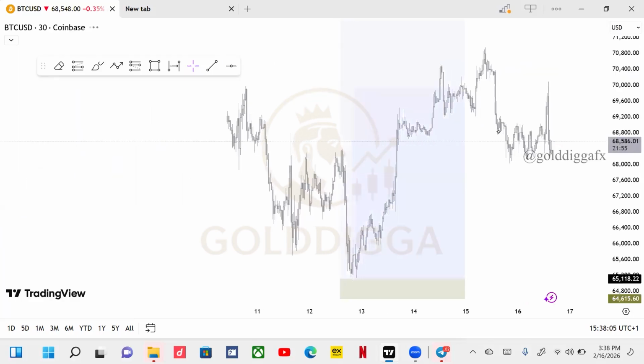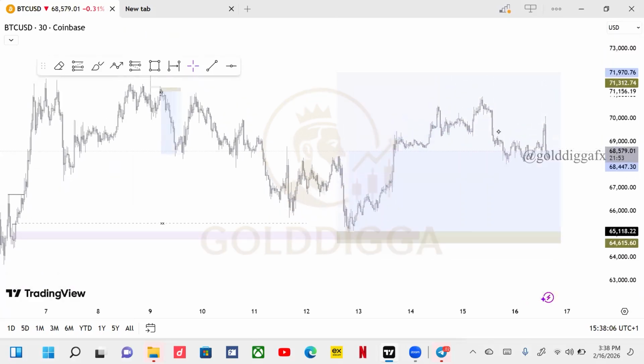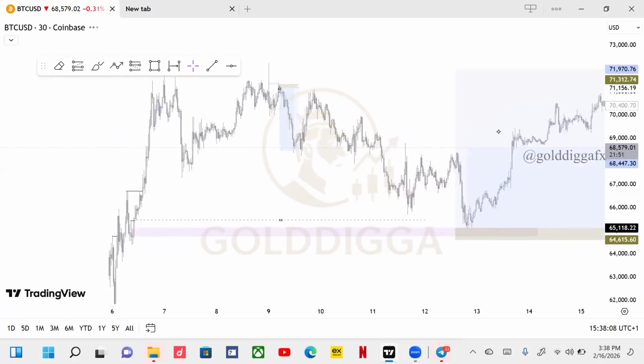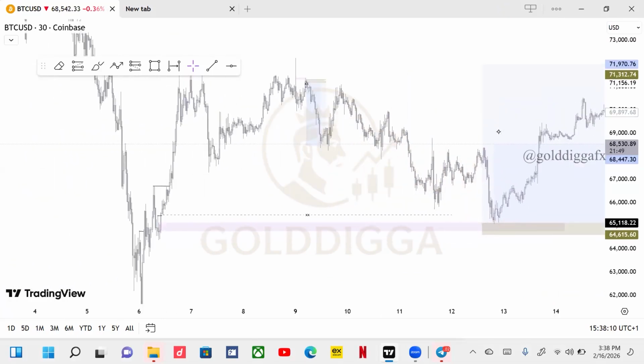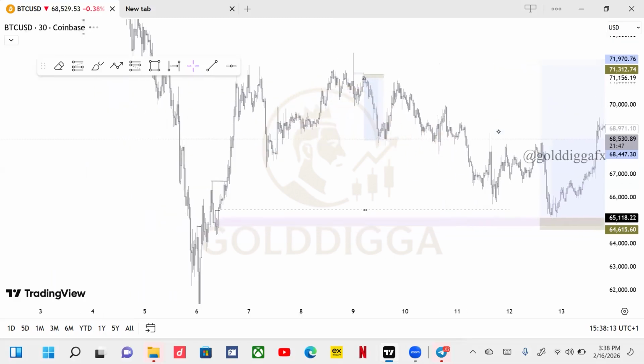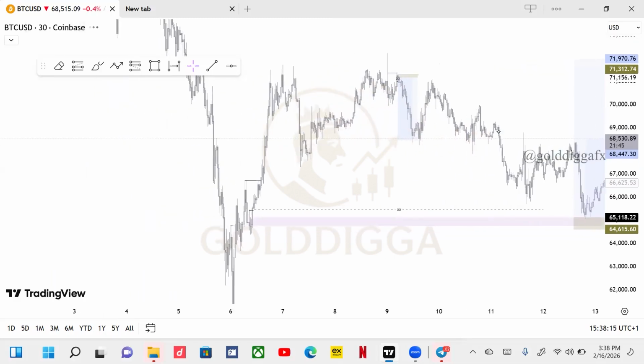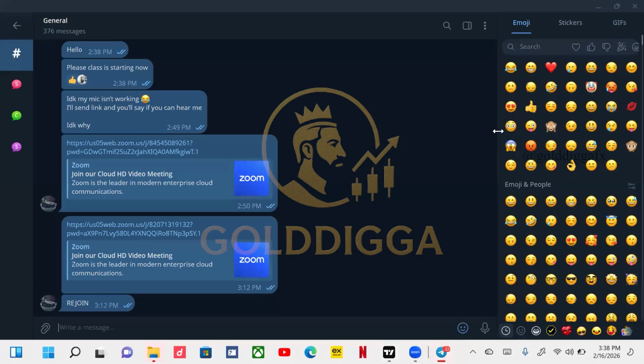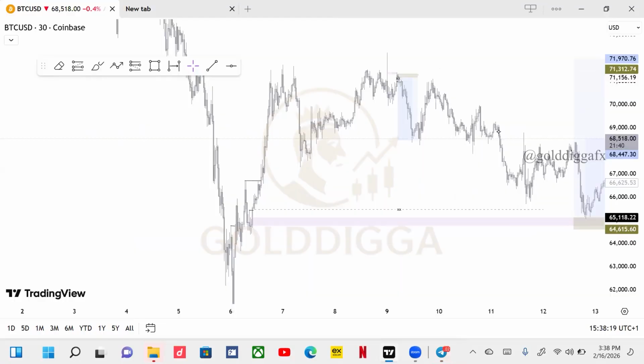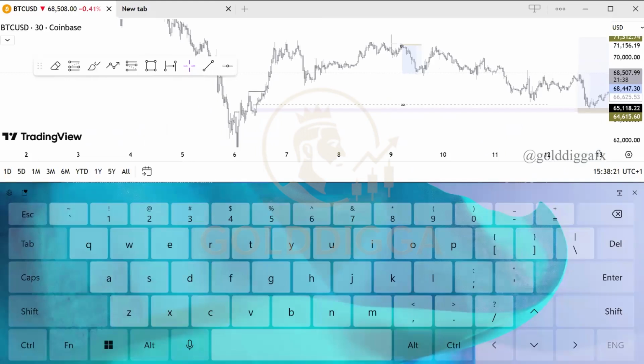Okay. So why did I take this entry? It's very, very simple. Why I took this buy on BTC. Very simple. And the reason for the BTC buy, let me just show you guys.